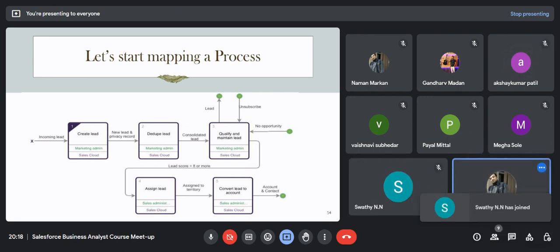Okay, so I'm talking about the best practices for mapping a process. The best practice gives you an idea of how to make a process and get a fruitful outcome. What you can understand with the help of this process is how you can make a decision at particular stages. So you are documenting each and everything along the journey.